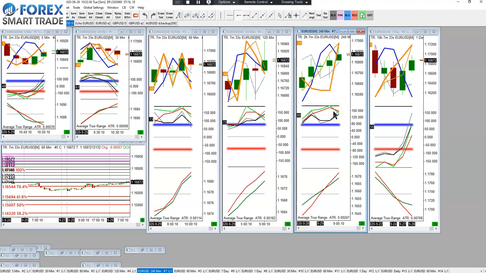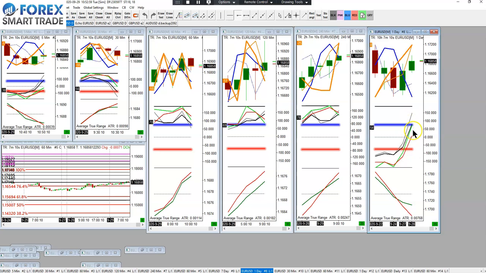When I see divergence like that, when I see conflict like that, ideally I want both the majors and the minors to be doing the same thing. When they're different, I'm going to focus on what the majors are doing. And here on the 1-day chart, just like on the AUD USD, majors and minors are going up. They're midway through the channel. The pressure is down, but it's diverging with green on top, which means it's starting to turn and go up.